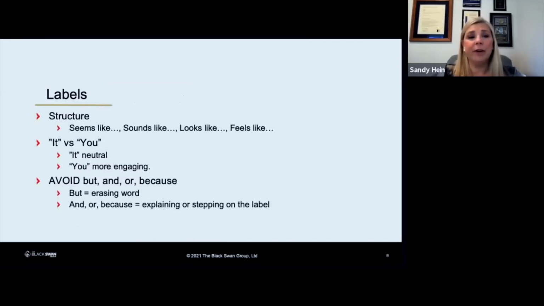So labels have a very specific structure. You're going to be saying, it seems like, it sounds like, it looks like, it feels like. You can use "it" or you can use "you." It is neutral. It's where you should probably stay when you're starting to use the skills because it is neutral. You can use "you," and it's definitely more engaging, but if you're not very careful about the tone of voice that you have, using "you" cannot go very well for you.